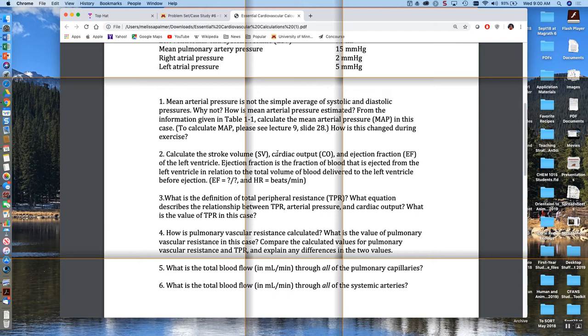So let's go back. Ejection fraction is just going to be stroke volume over end diastolic volume. Let me just make sure you know these terms. Ejection fraction is equal to stroke volume over end diastolic volume.